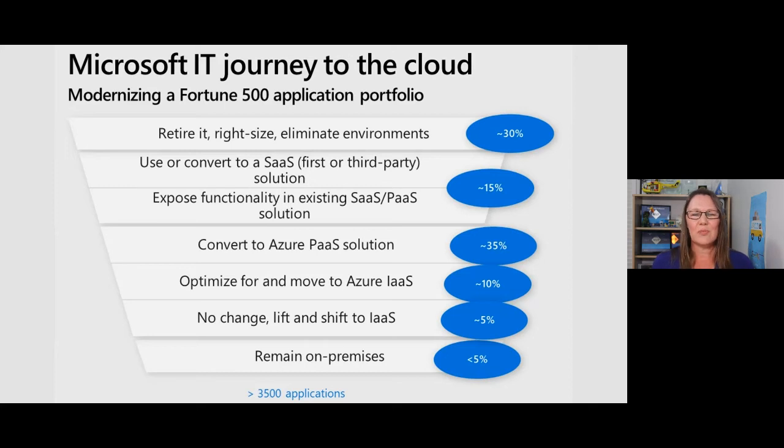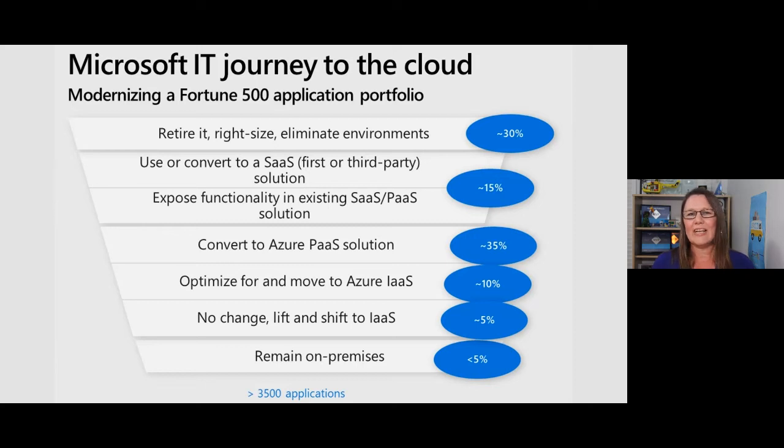The interesting thing is when you start to add these numbers up and look at them, about 30% of those applications we could retire, right size or eliminate altogether. And then about 15% we could get the same functionality by either using a new software as a service solution or using functionality in a SaaS or a PaaS solution that we already had. And then down the bottom, we've got about 5% of these applications that we were just going to leave on-prem. And so add those up, and we've already tackled about 50% of over 3,500 applications.